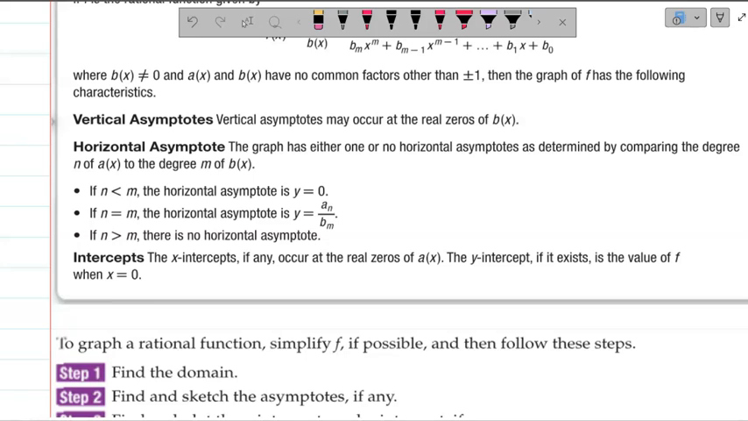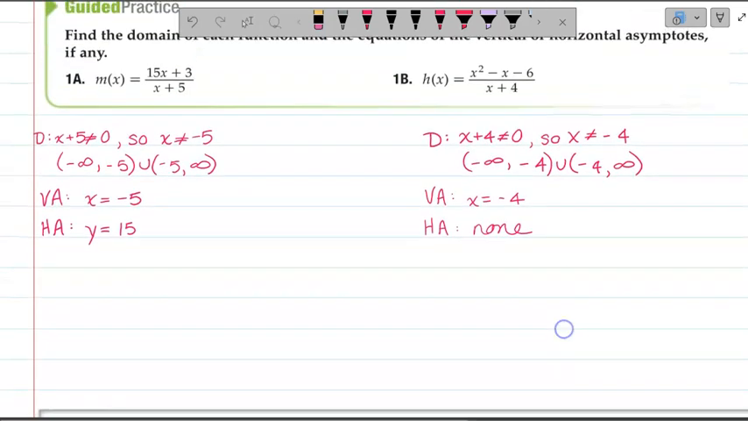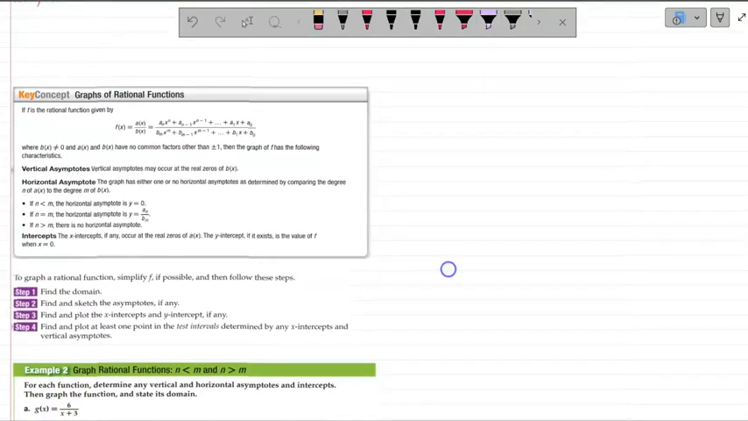That should all seem pretty familiar. Again, if the degrees are equal, it's the ratio of the leading coefficients. If the degree of the numerator is less than the degree of the denominator, it's going to be y equals 0. If the numerator is greater than the denominator, there is no horizontal asymptote. That's what happened in example B up here. The degree of the numerator was 2 and the degree of the denominator was 1, so there was no horizontal asymptote.